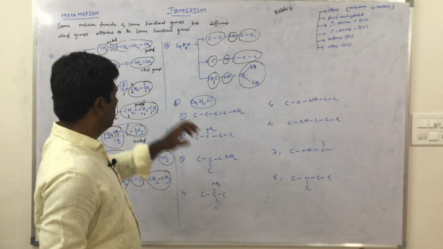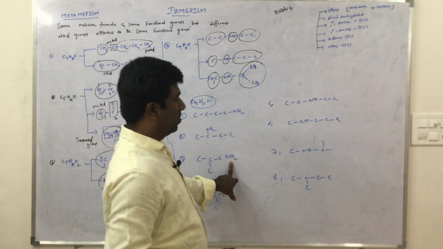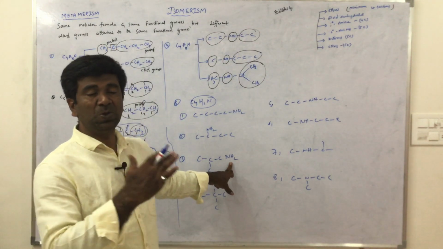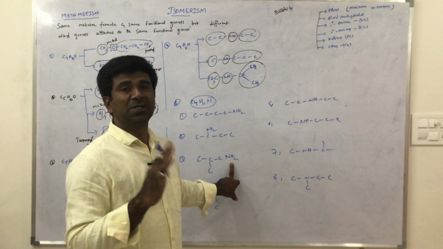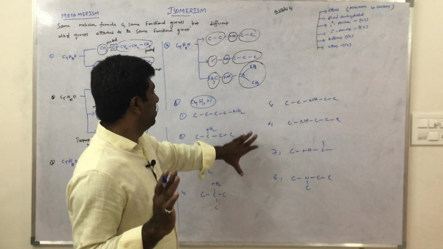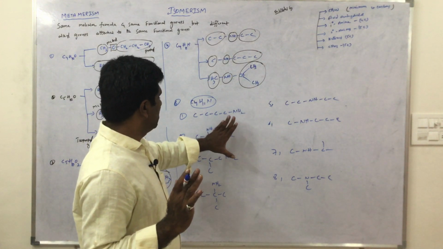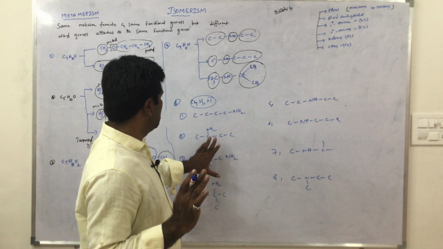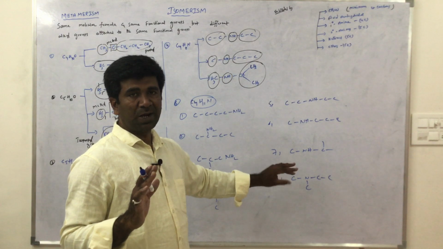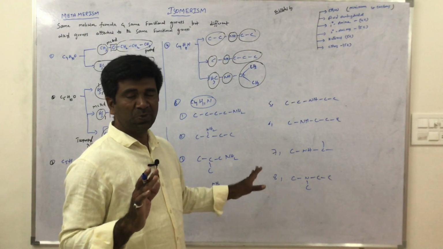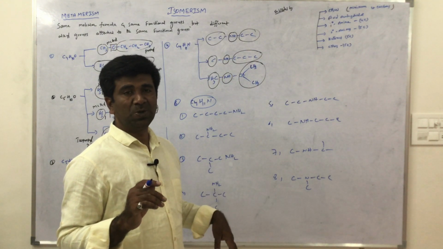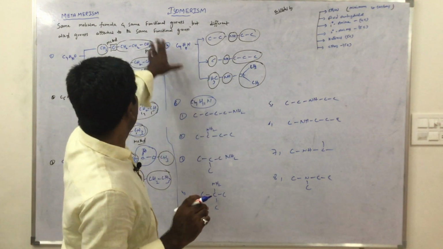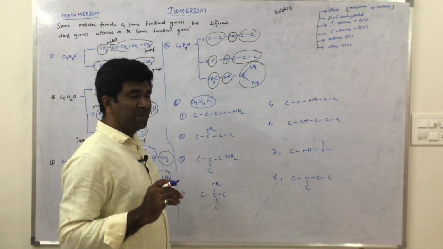So they differ in functional group, functional group position, and different alkyl groups attached to the same functional group. In these, identify which isomers belong to chain and position, and write down the structures. Which one is position isomers, which is chain isomers, which is functional group isomers. Please identify them. This is the metamerism of organic chemistry.